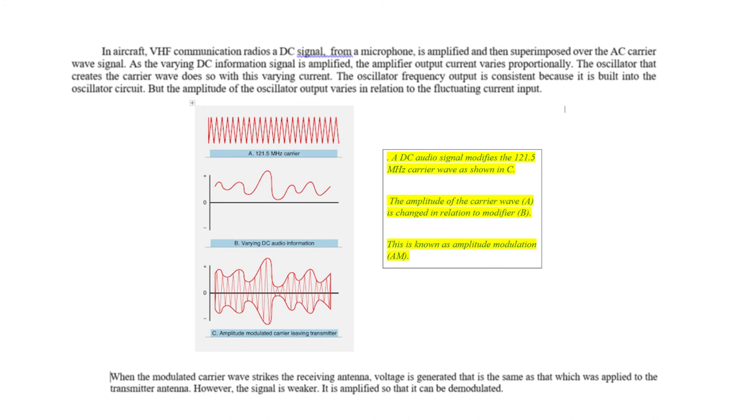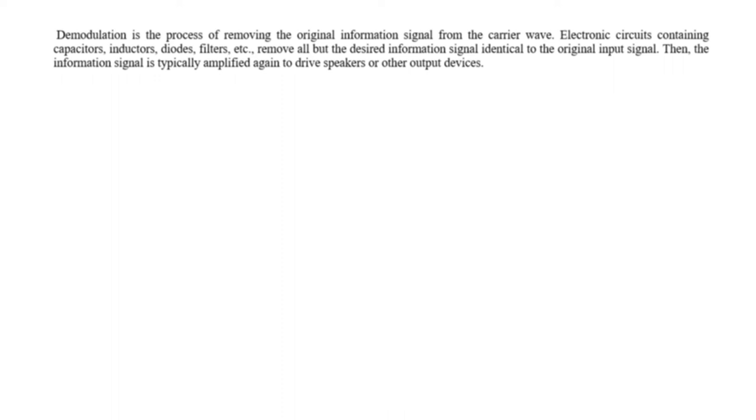When the modulated carrier wave strikes the receiving antenna, voltage is generated that is the same as that which was applied to the transmitter antenna. However, the signal is weaker. It is amplified so that it can be demodulated. Demodulation is the process of removing the original information signal from the carrier wave. Electronic circuits containing capacitors, inductors, diodes, filters, etc. remove all but the desired information signal identical to the original input signal. Then the information signal is typically amplified again to drive speakers or other output devices.